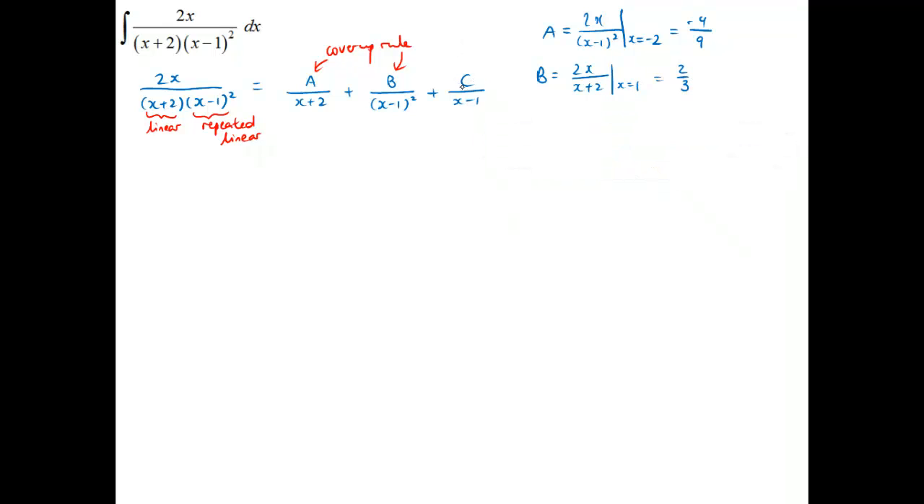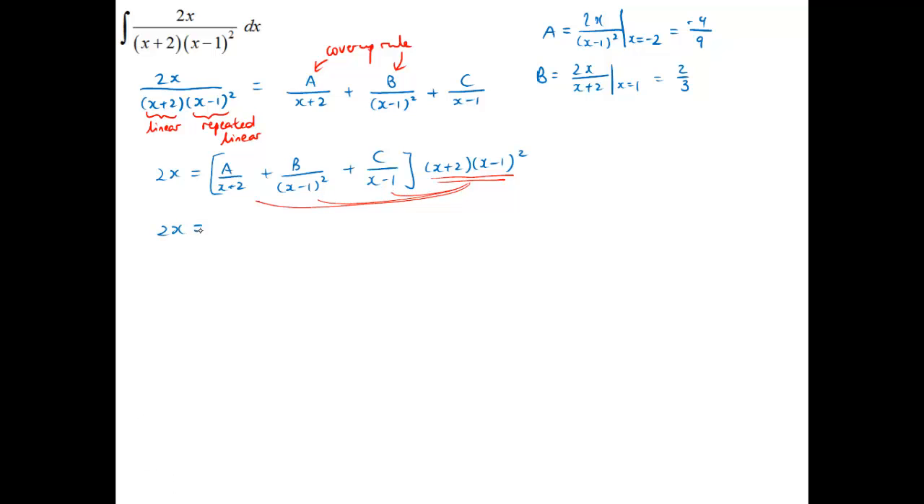Now to find the value of C, I will have to remove all these fractions. So I'll take this denominator and multiply across. So I will now take this term and multiply to each of these fraction terms. So take the first fraction and multiply to this term. Can you see that x plus 2 will cancel with x plus 2? I'll be left with this.